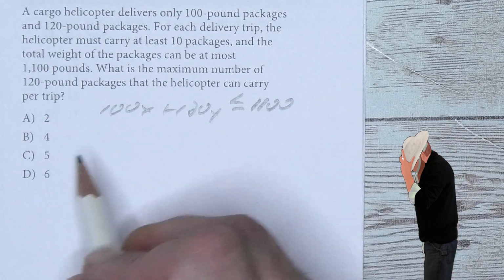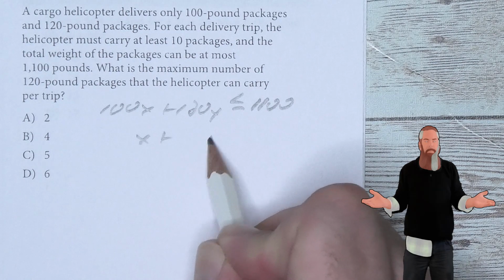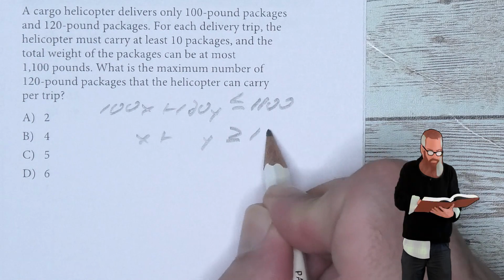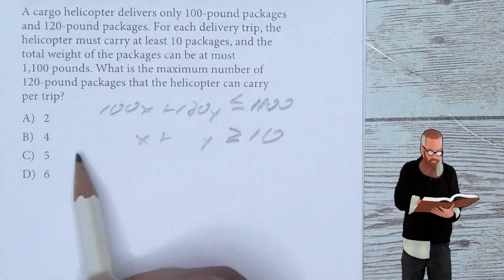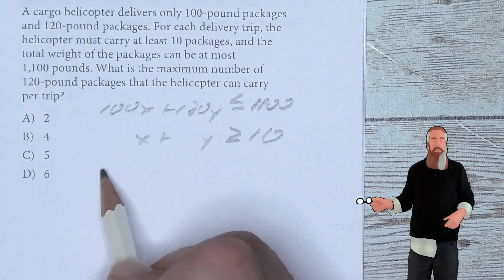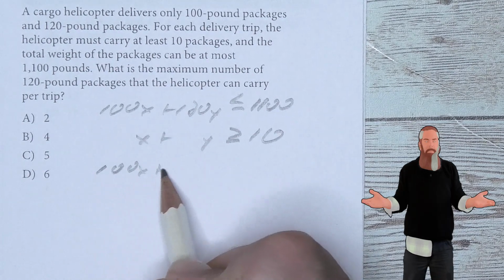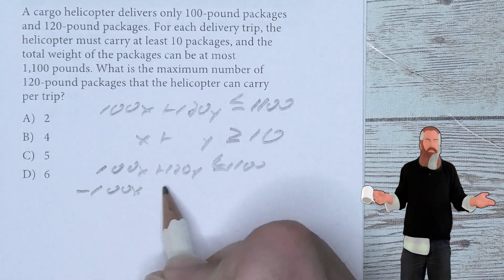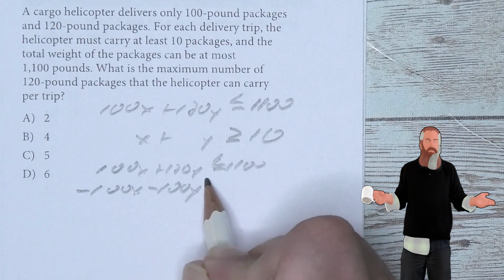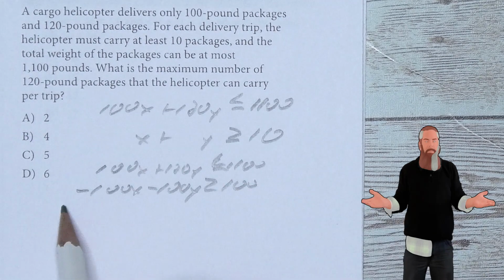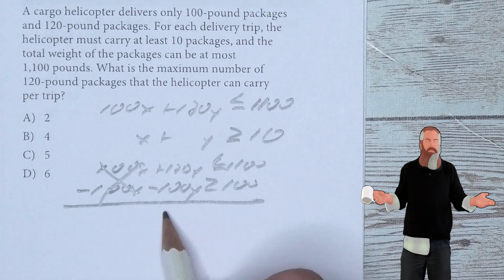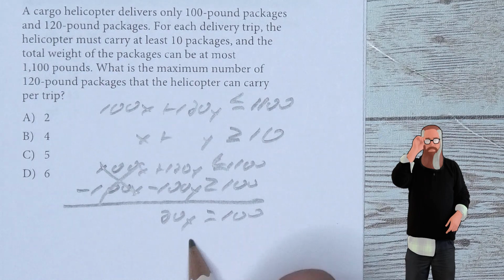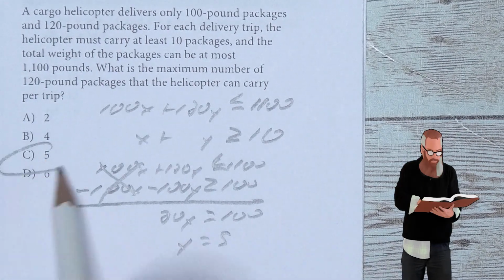So all of this was about weight. But the second one is X plus Y, 100-pound packages and 120-pound packages, must be greater than or equal to 10. Let's multiply this bottom equation by a negative 100. So the first thing is we copy the top equation. Now we multiply the bottom equation by negative 100, giving us negative 100x minus 100y is greater than or equal to negative 1,000. Adding these together lets us eliminate the x's, giving us 20y equals 100, meaning y is 5. So 5 is our answer.